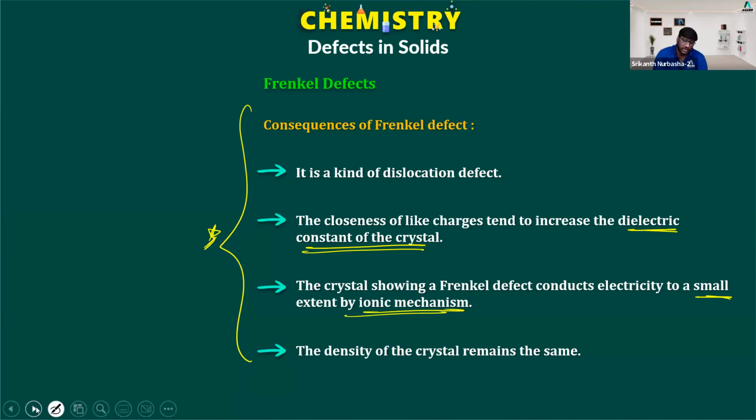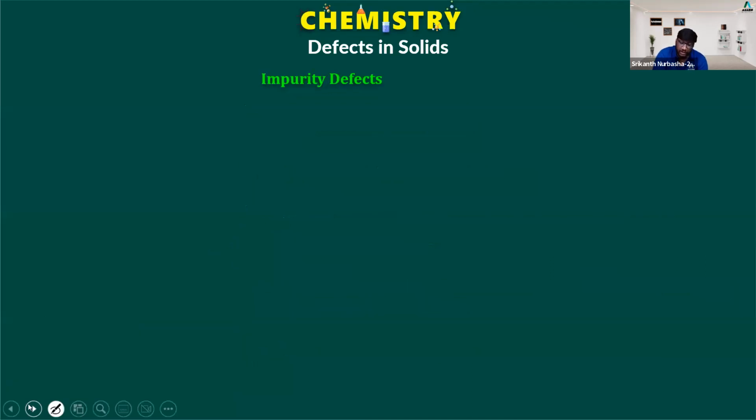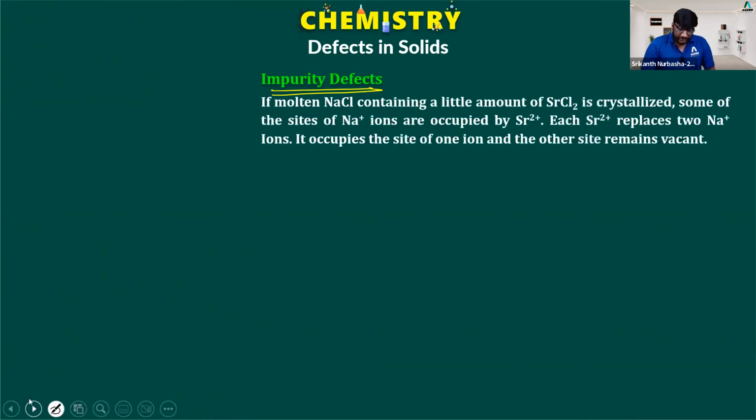Right. So this is how you can understand the stoichiometric defects, that is Frenkel defect as well as Schottky defect. Now we can think of impurity defects. Impurity defect means, like we discussed earlier, NaCl is added to CaCl2 in the electrolytic reduction of NaCl. Like sodium, if you want to get it in metallurgy, we add CaCl2. In the same way, if molten NaCl containing a little impurity of SrCl2 is crystallized, some of the sites of Na+ ions are occupied by Sr2+.